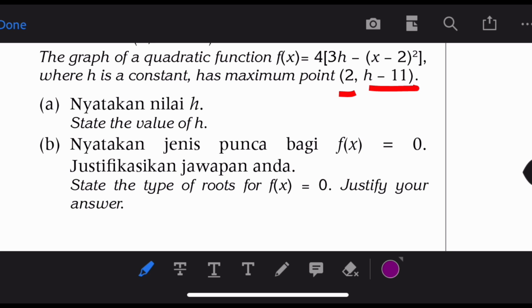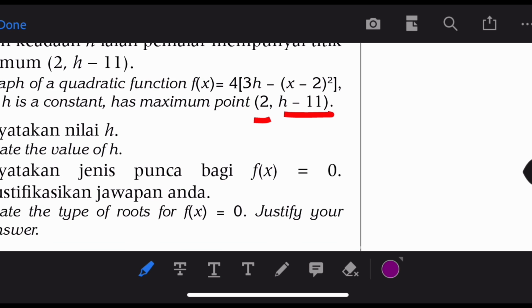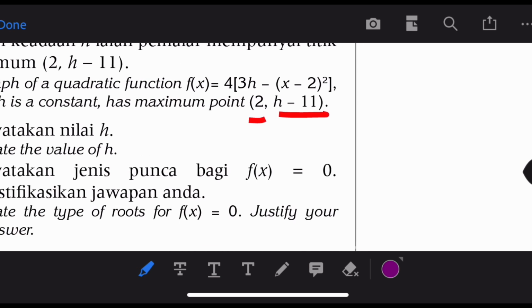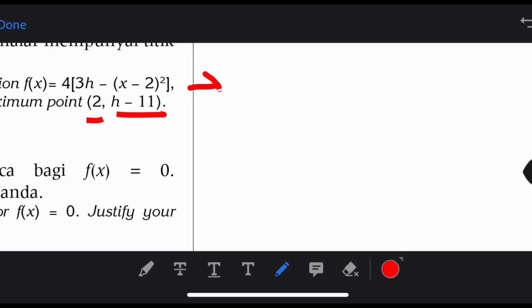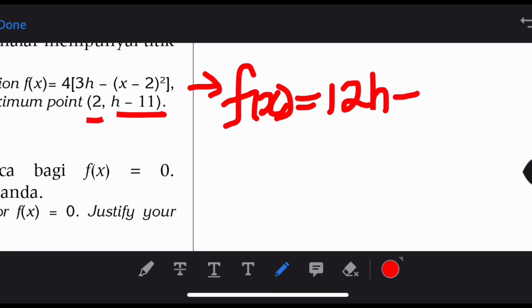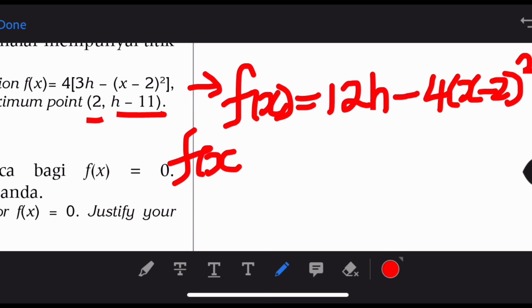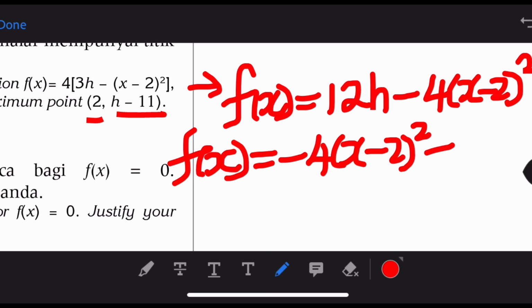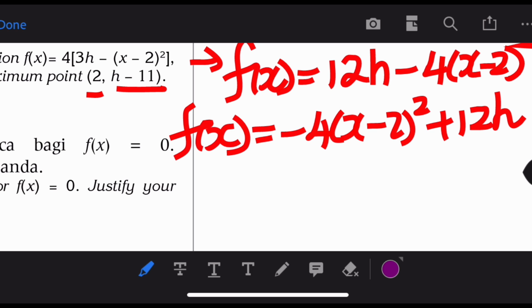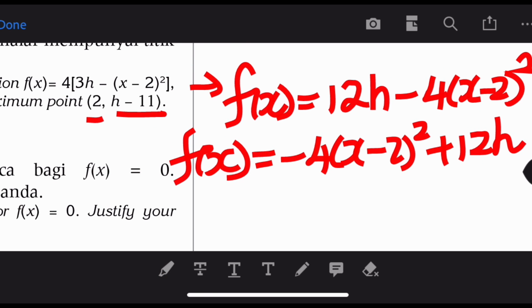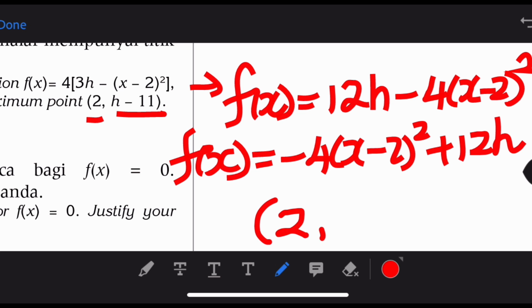So basically when you see a question like this, we want to find the value of h. We have to actually convert this one into vertex form. Okay, 4 times 3, 12h, and then 4 minus, don't expand. Just rearrange into a vertex form like this. So for those students who don't know what's going on, they will expand everything, so you won't get any answer.